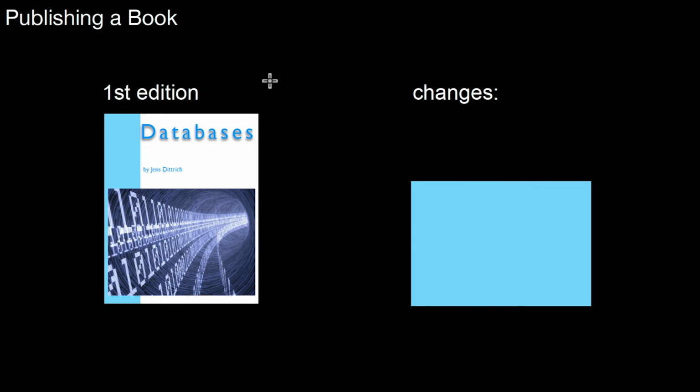How do publishing houses publish books? Well, eventually they come up with a first edition of a book, let's say this book on databases. Then, over time, they collect typos, errors, changes that should be applied to that book. That is collected in a change list.